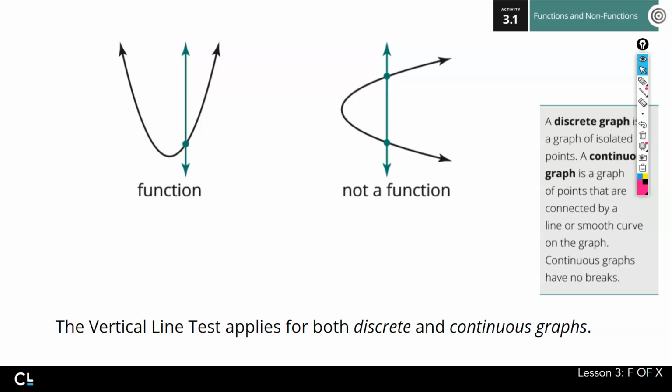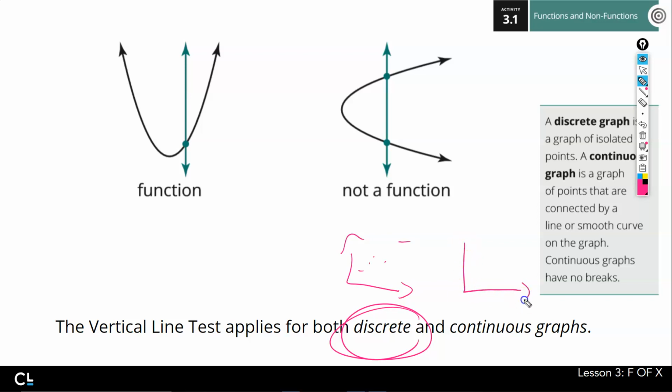The vertical line test also applies for discrete and continuous graphs. Let's remember that for discrete graphs, it is that broken, dotted, slashed graph. It's broken. A continuous graph could be a line, a curve, but it is not broken. Continuous, not broken. Discrete, it is broken somehow.